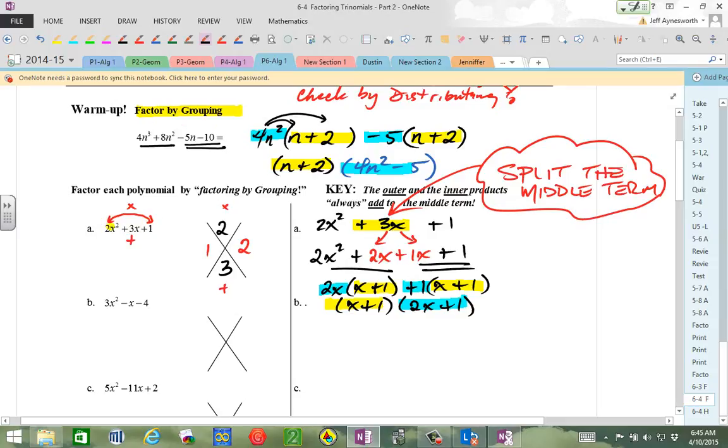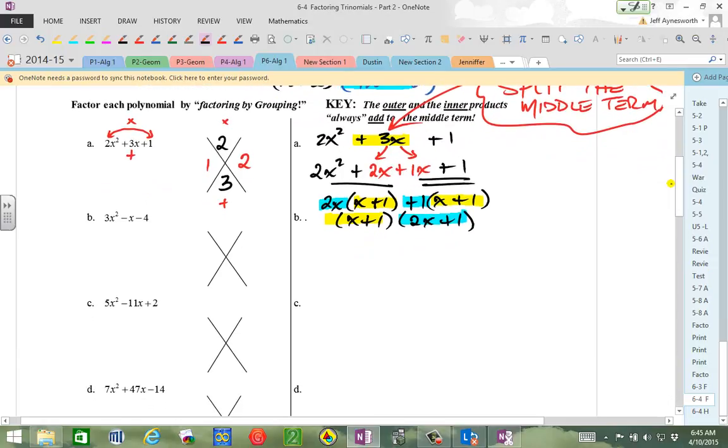We had to multiply the first and third terms together, the coefficients that is, and we think, okay, what two numbers multiply to 2 and add to 3? That's the only modification compared to yesterday's lesson. Okay? And let's get good at it. So let's do it again.